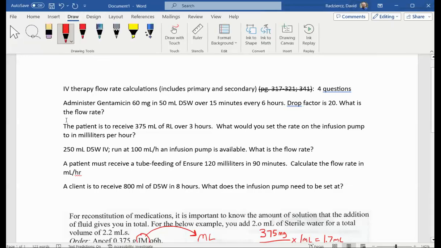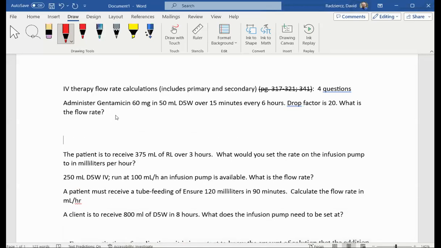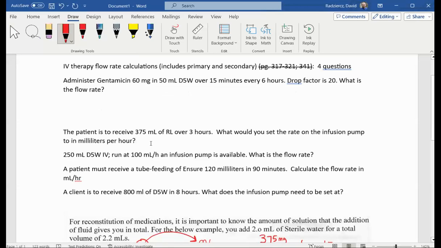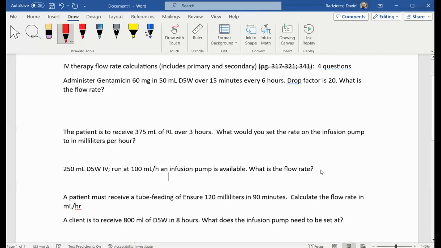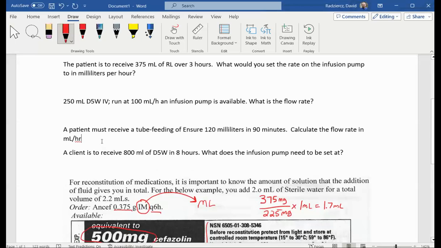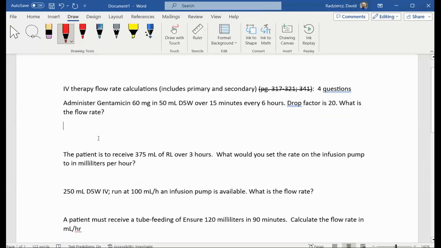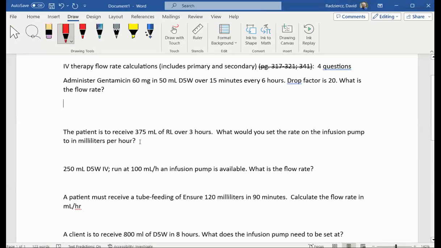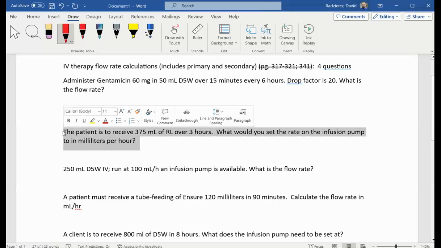All right. So for IV flow rates, there's a couple things you need to know. First of all, some of these are drop factor. I don't even know if you have that, but we'll go through a few of those. So let's start off with just a basic one. I'm going to start off with this one here, the one that I've highlighted, a standard flow rate.